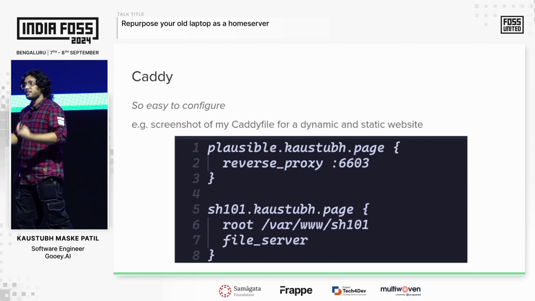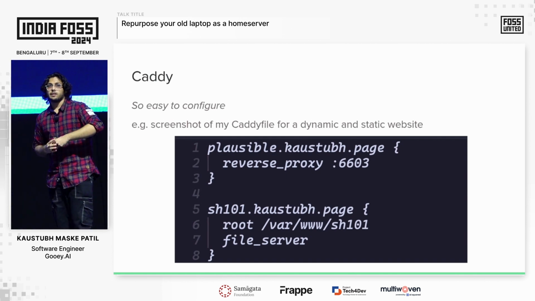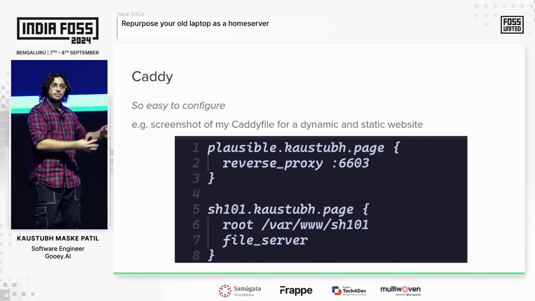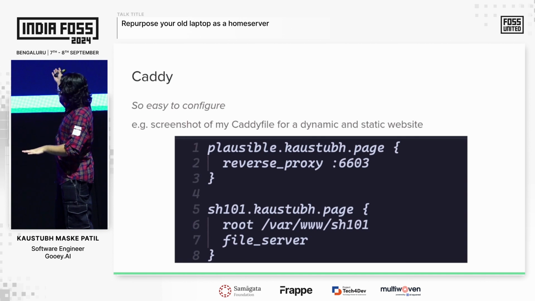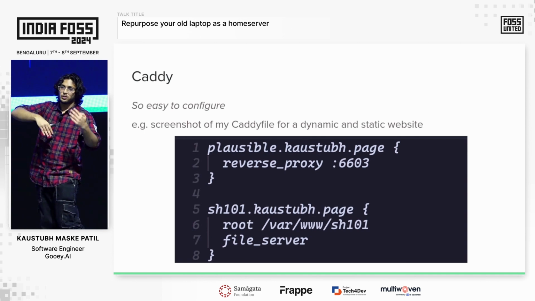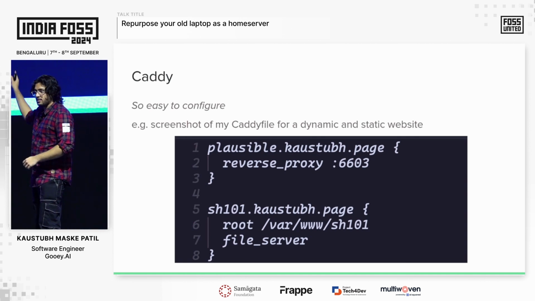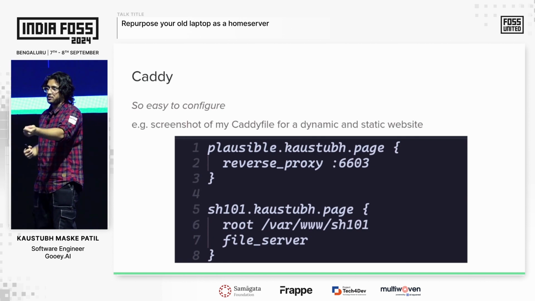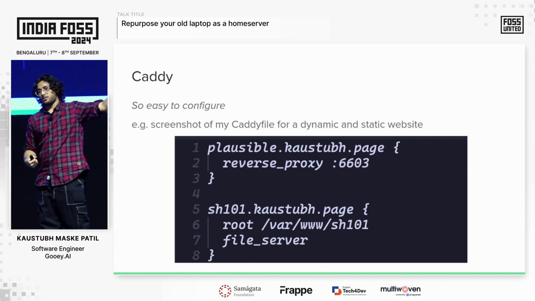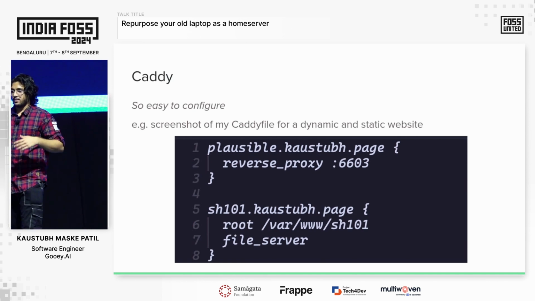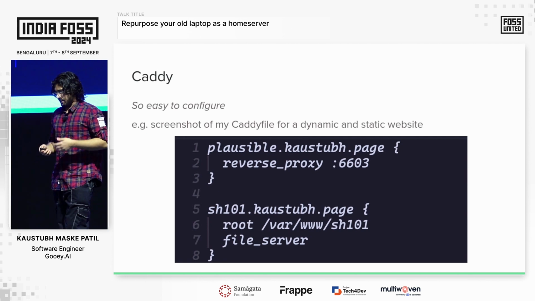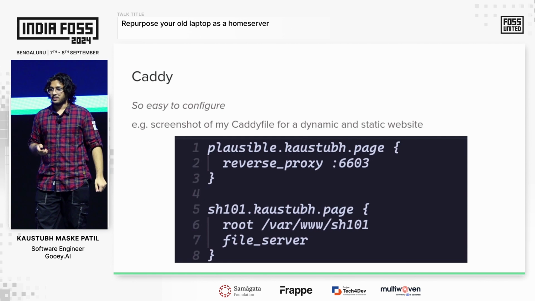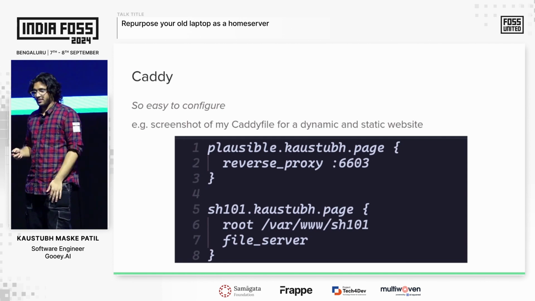Reverse proxy is something you do for dynamic websites. This is when you have another program that is running on some other port, such as in this case 6603. We talked about 80 and 443, so it's the same kind of port. I want all requests that come for plausible.kaustubh.page to go to port 6603. Right? That's the explanation of it. And this makes it so easy, where if you compare it to Nginx or Apache, it's depressing.